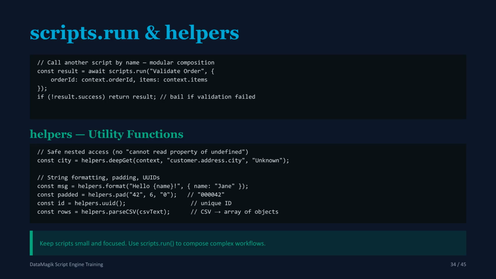The Scripts.Run API allows modular composition by calling other saved scripts. This enables you to break complex workflows into smaller, reusable pieces. The Helpers API provides utility functions for tasks like safe nested data access, string formatting, generating UUIDs, and parsing CSV data.